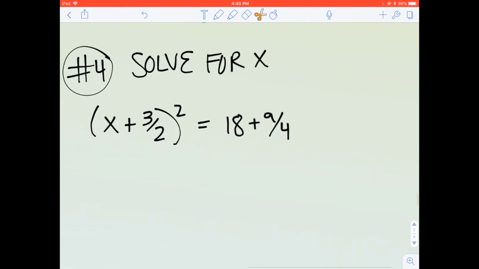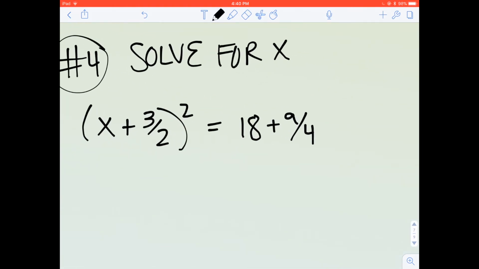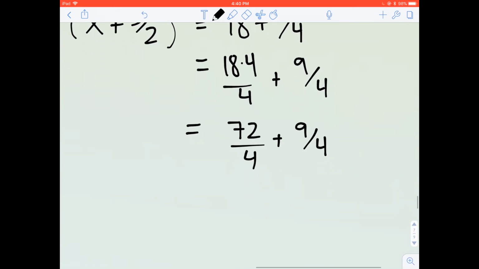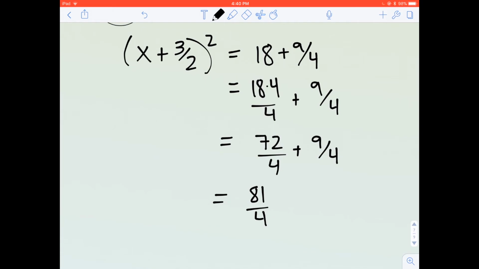Okay, so first thing I'm going to have to do is combine these numbers over here to the right. So we have to multiply 18 times 4 to get it over 4. Okay, that's going to be 72 over 4 plus 9 over 4. Okay, so that equals 81 over 4. Okay, and our left side just stayed the same while we were doing that.